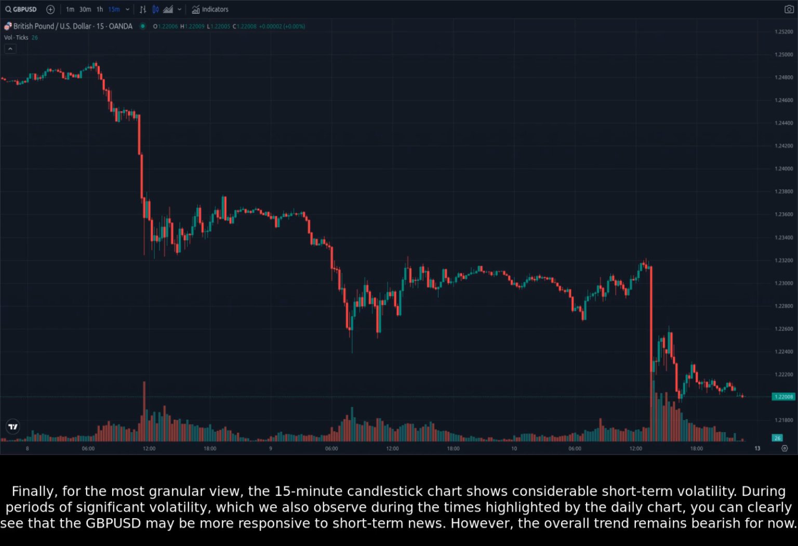During periods of significant volatility, which we also observe during the times highlighted by the daily chart, you can clearly see that the GBPUSD may be more responsive to short-term news. However, the overall trend remains bearish for now.